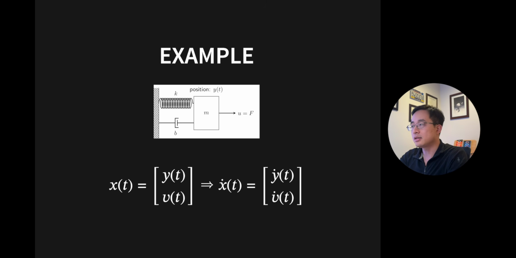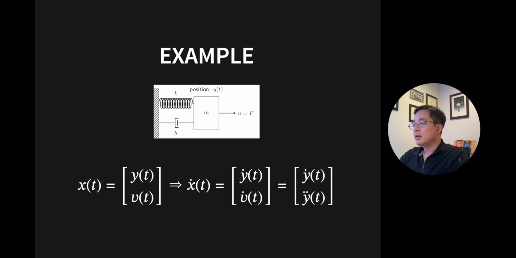Here, in this case, if we take the first order derivative of x, we will get y dot, the derivative of the position, and v dot, the derivative of the velocity. Or equivalently, because the velocity v is the first order derivative of the position, then x dot actually is described as the first order derivative of y and the second order derivative of y.